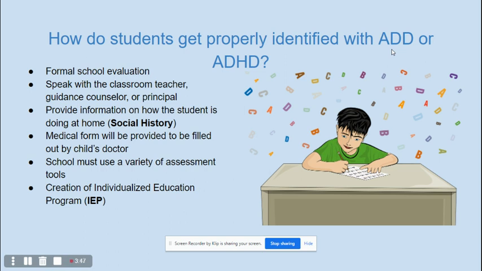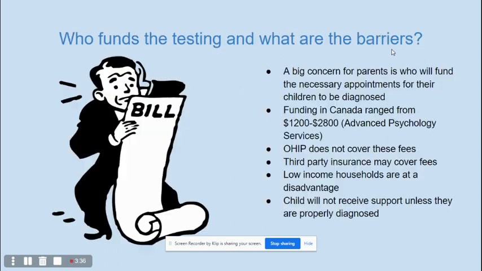A medical form will be provided to be filled out by the child's doctor. The school must also use a variety of assessment tools, and then there should be a creation of an individualized education program, which is called an IEP.